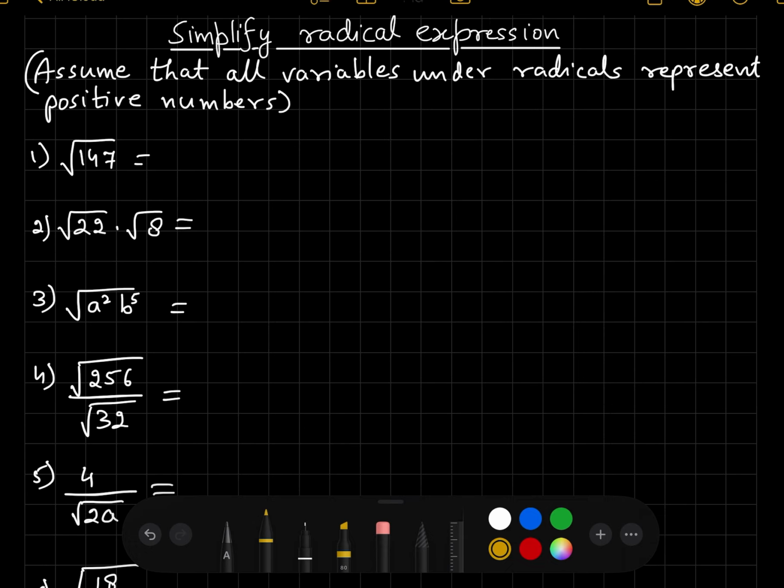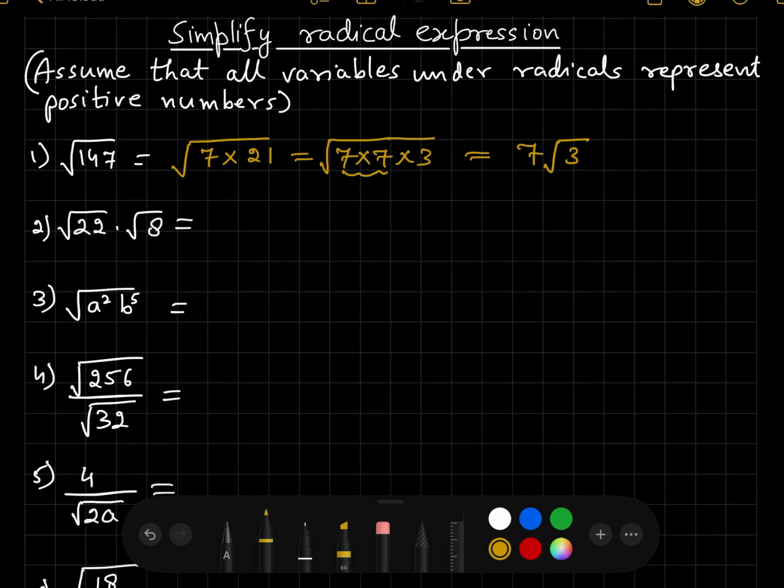The first one we read as the square root of 147. I will simply split it, which means I will factorize it. 147 is divisible by 7, so I can write it as 7 times 21. Further, 21 can be written as 7 times 3. Now since this is under the radical sign, 7 times 7 is 7 squared, so I can take one 7 out of the radical sign, and my answer would be 7 square root 3.